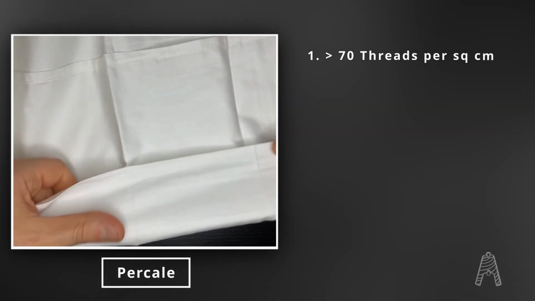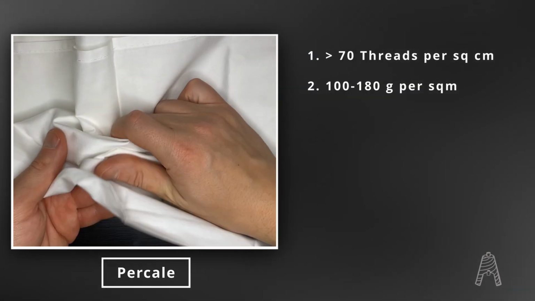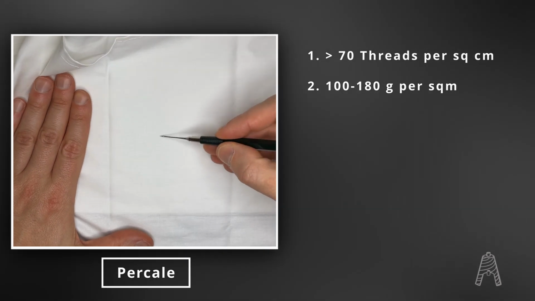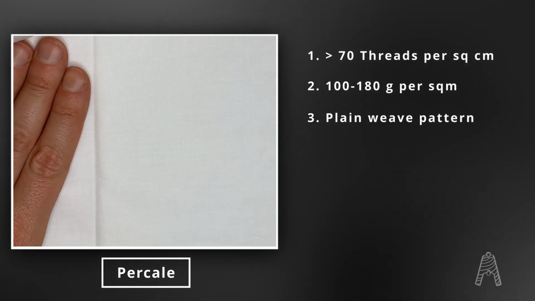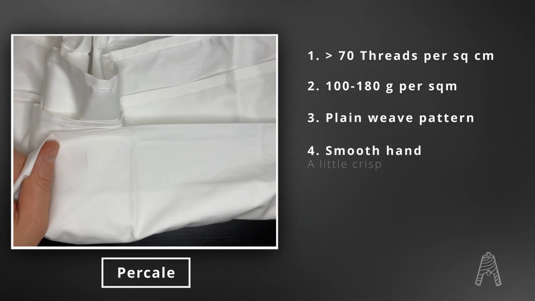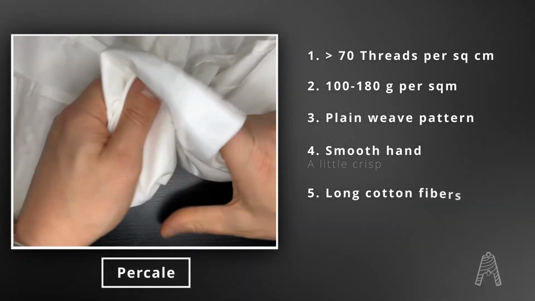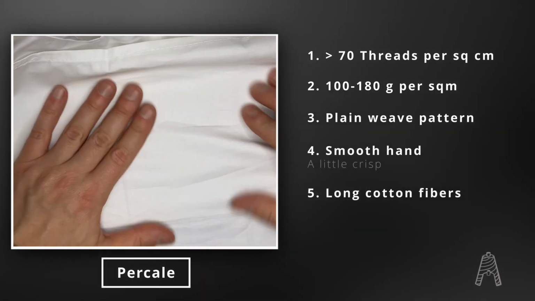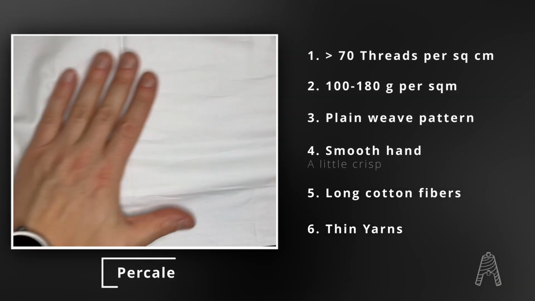It's a fresh fabric with a high density of yarns, at least 70 per square centimeter as mentioned. It has a medium weight, generally from 100 to 180 grams per square meter. It is a very compact fabric with a plain weave pattern. It has a super smooth hand, a little crisp. Long cotton fibers are used in order to be fresher. Thin and dry yarns are used to be more compact.